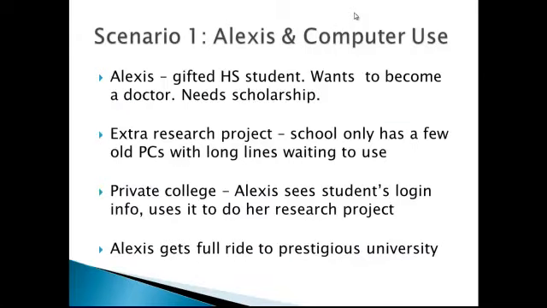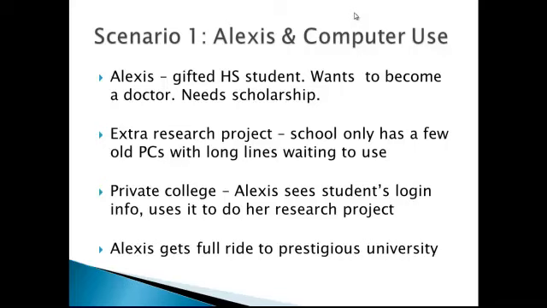In your textbook, there are 4 scenarios. I'm going to discuss one and have you think about it. You'll be responding to some of these questions on the discussion board. Alexis is a gifted high school student who wants to become a doctor, but she's from a poor family and she'll need a scholarship to be able to attend college. At her high school, there's an extra research project that's been required from one of her classes, and her school only has a few old PCs and there are lots of people waiting to use them.